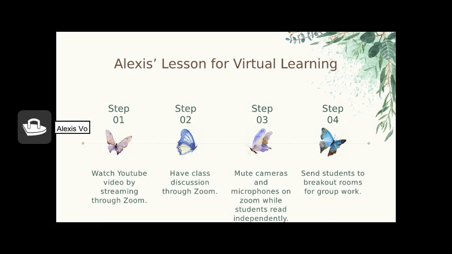Here are some steps I would take in order to teach my lesson virtually. First, I would show the video of the Very Hungry Caterpillar to students by sharing my screen through Zoom. I would then have class discussion through Zoom as well. When students are reading and taking notes for research, I would ask them to mute their microphones and possibly turn off their cameras. When creating their trifolds with a partner, students will be sent into breakout groups, and I would drop into each room to help groups if needed.